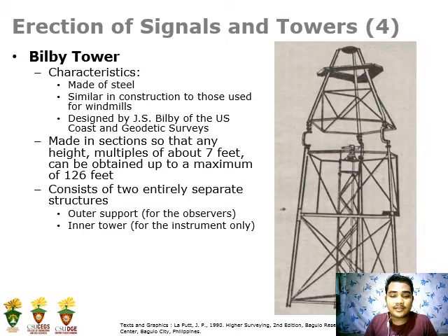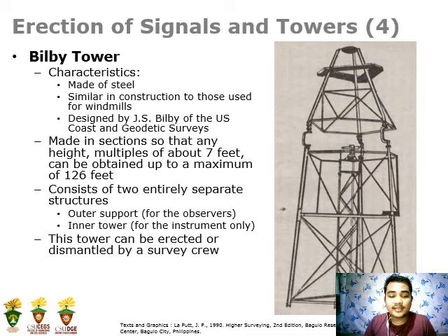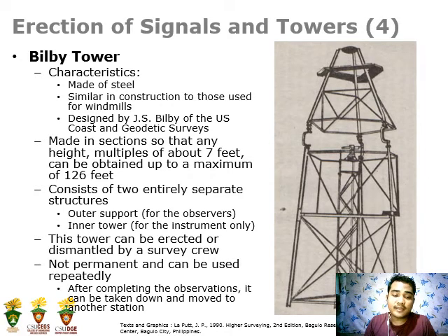It consists of two entirely separate structures again, because the support for the observer and the support for the instrument should not be connected. So the outer support is for the observers and the inner tower is for the instruments only. These towers can be erected or dismantled by the survey crew, and they are not permanent and can be used again and again. After completing the observations, it can be taken down and moved to another station.